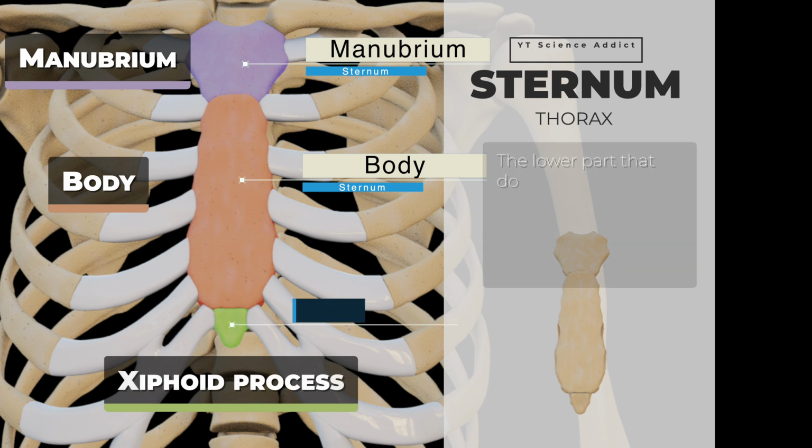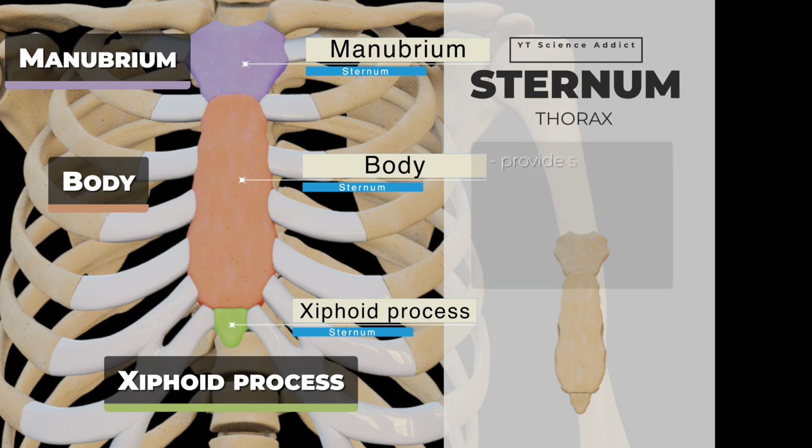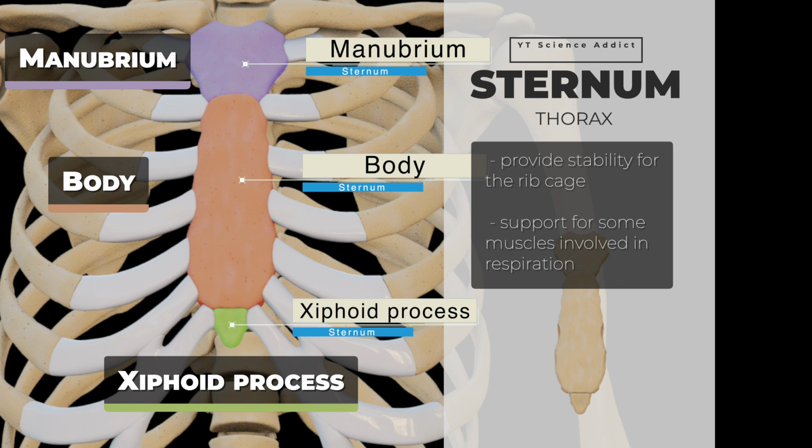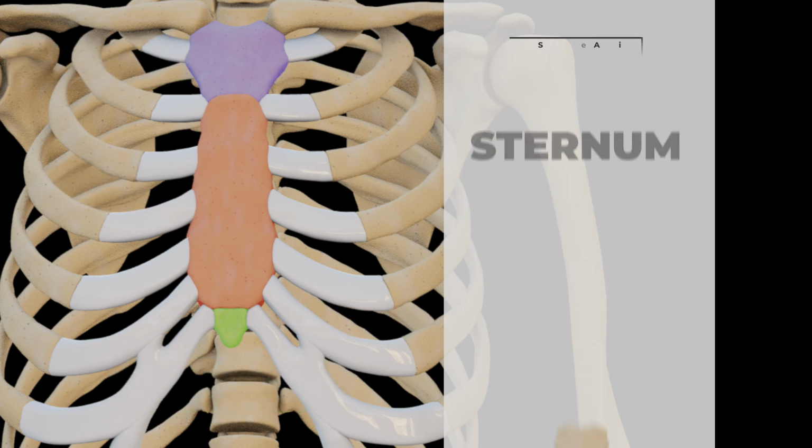Xiphoid process, the lower part that does not articulate with any rib but serves as an attachment site for some abdominal muscles. The function of the sternum is to provide stability for the rib cage and support for some muscles involved in respiration.